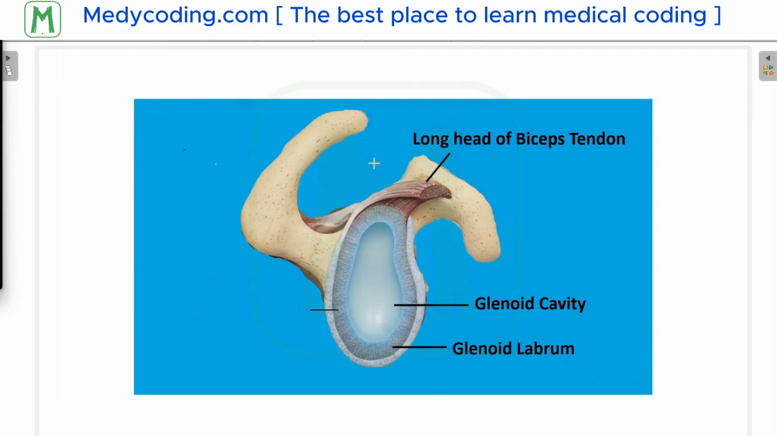The next is the glenoid labrum. So what is the glenoid labrum? It is a cartilage that surrounds the glenoid fossa, or you can say the glenoid cavity. Let's see this in this figure. This is the glenoid cavity, and the rim structure that surrounds the cavity is called the glenoid labrum. So these are the components of the glenohumeral joint. We'll see this in detail.